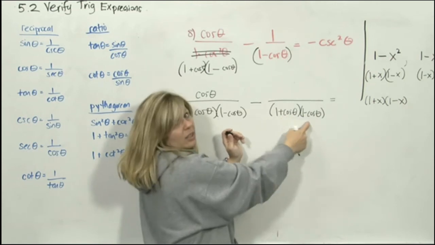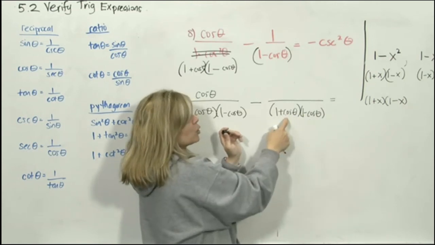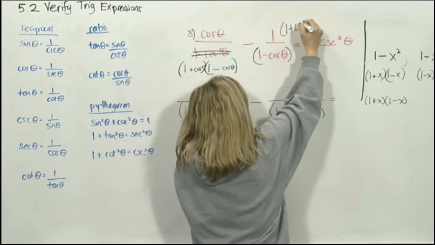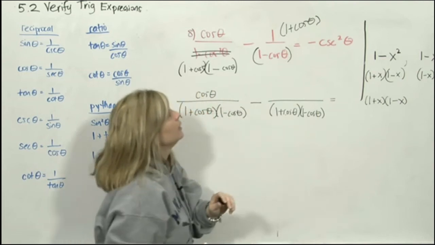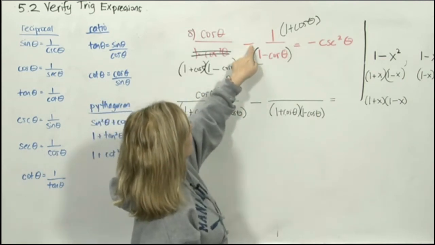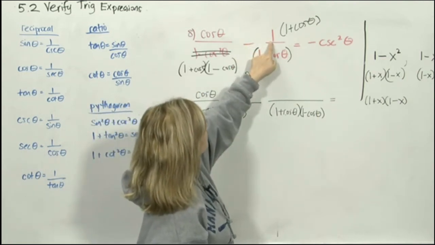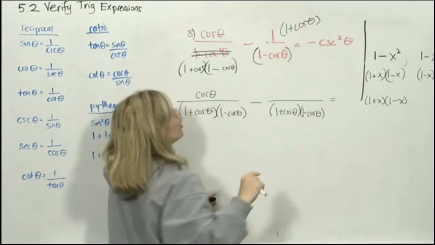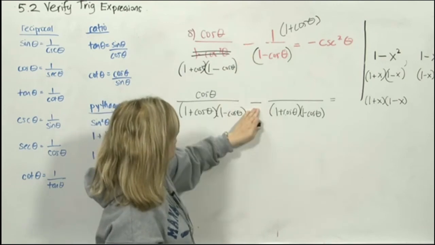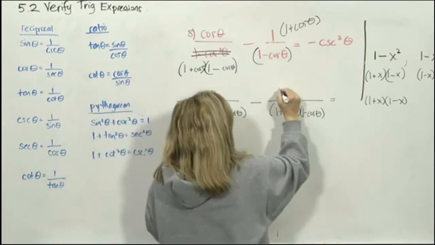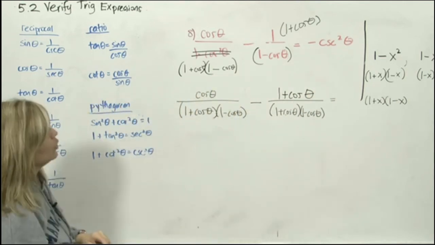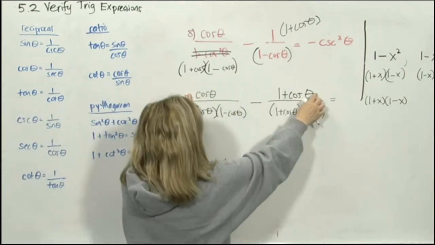How are these connected? Multiplication. So if I multiply the denominator by 1 plus cosine theta, I have to multiply the numerator by 1 plus cosine theta. So if I multiply this out, negative 1 times that is all of that. Or you can leave the negative in the middle and just multiply by 1 right now. Okay, so there we go. There's our new denominators. There's our new numerators.